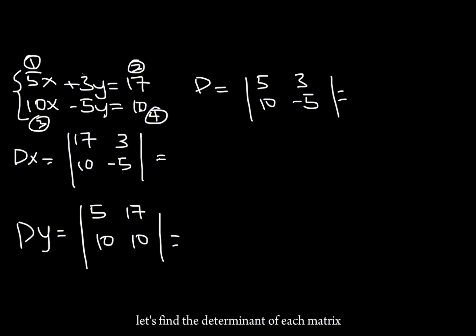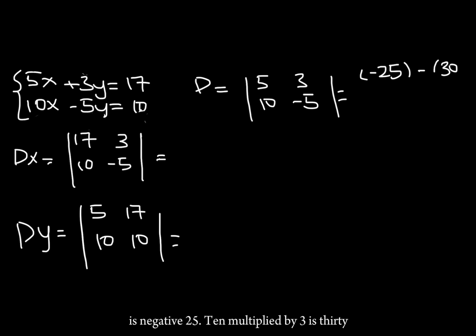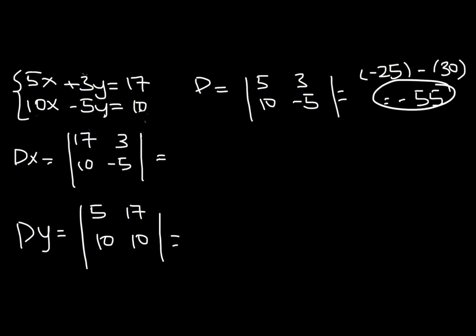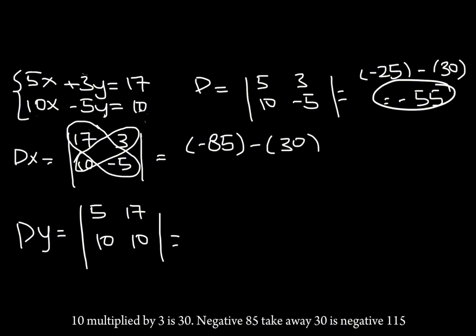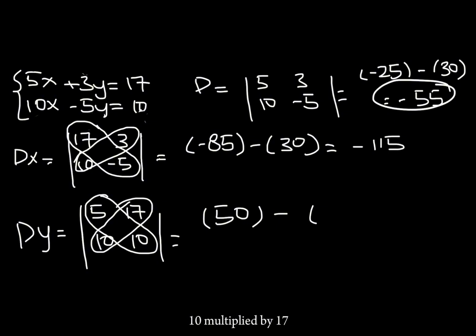Let's find the determinant of each matrix. 5 multiplied by -5 is -25. 10 multiplied by 3 is 30. -25 take away 30 is -55. 17 multiplied by -5 is -85. 10 multiplied by 3 is 30. -85 take away 30 is -115. 5 multiplied by 10 is 50. 10 multiplied by 17 is 170. 50 take away 170 is -120.